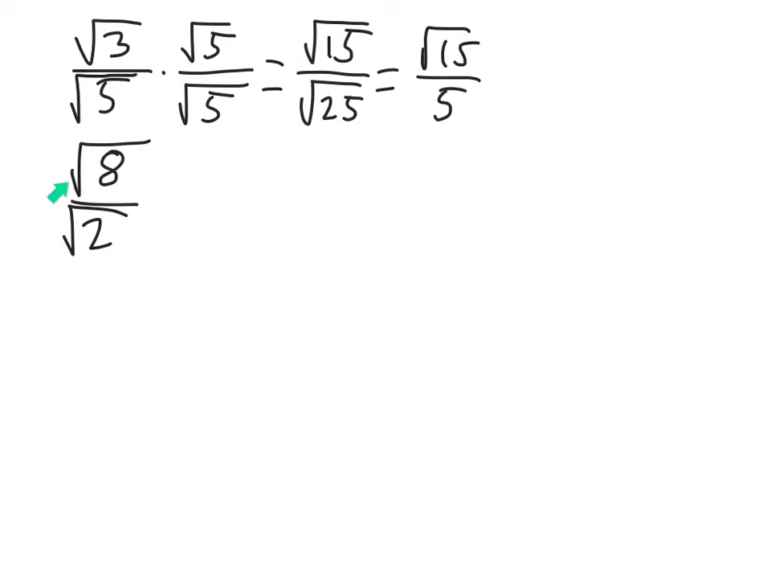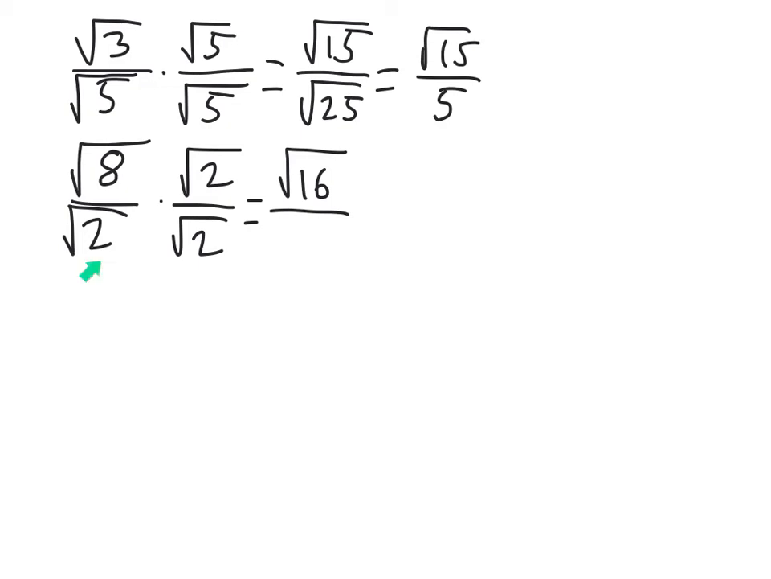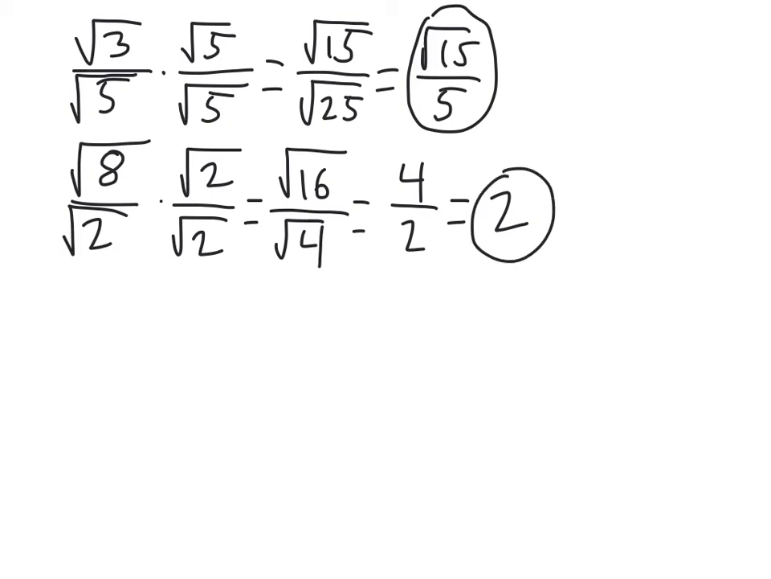Alright, another one, square root of 8 divided by the square root of 2. Can't have a square root in the denominator, so we multiply by 1, or the denominator over the denominator. Square root of 2 over the square root of 2. Now, square root of 8 times the square root of 2 will give us the square root of 16. And square root of 2 times the square root of 2 will give us the square root of 4. Now, square root of 16 divided by the square root of 4, well, square root of 16, you can simplify that. That's 4. And square root of 4 is 2. And 4 divided by 2 is 2. So that's our answer, and there's no longer a square root in the denominator, so we've rationalized the denominator.